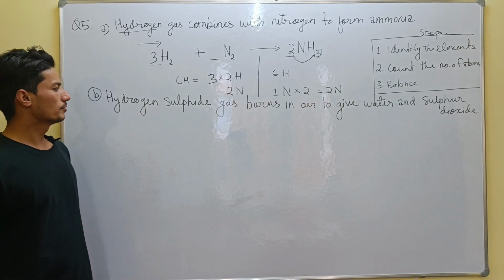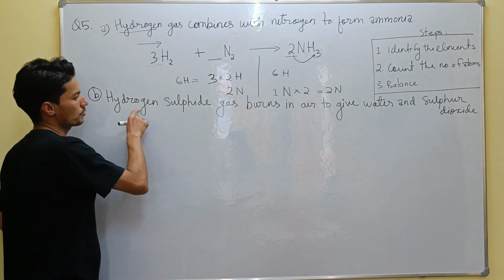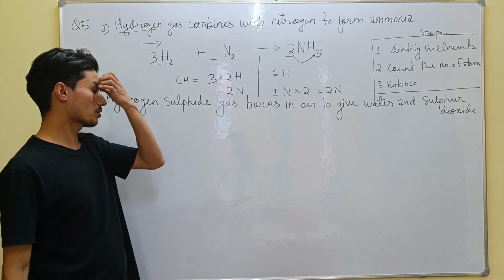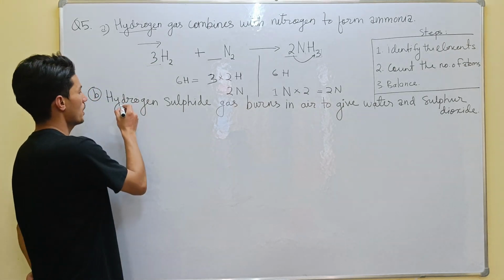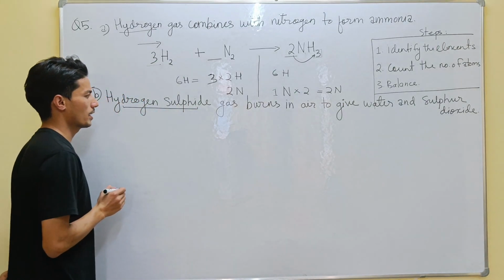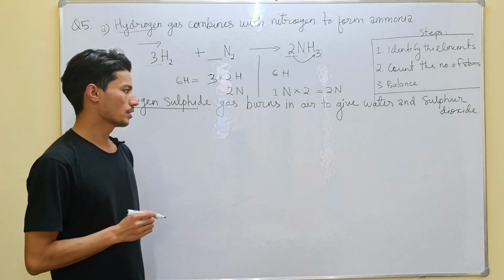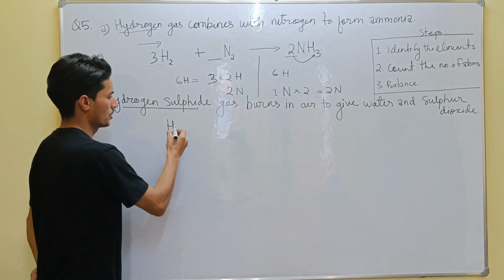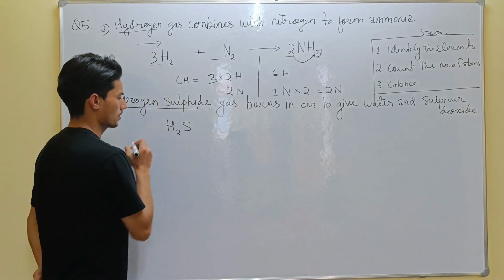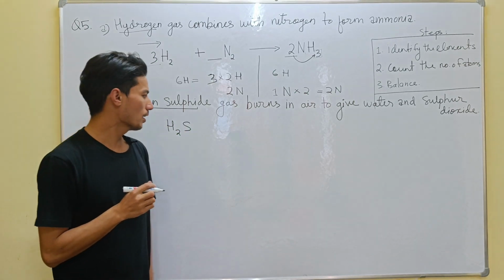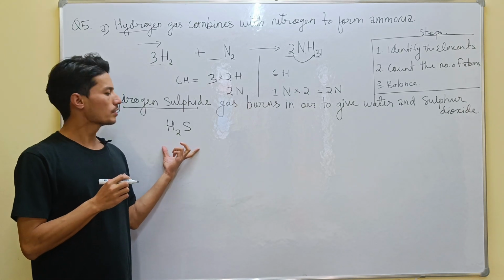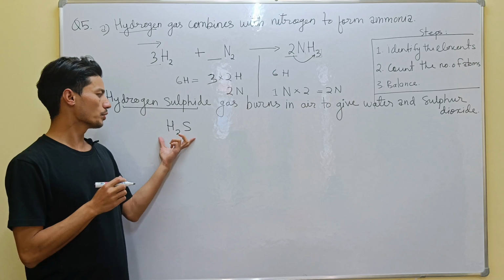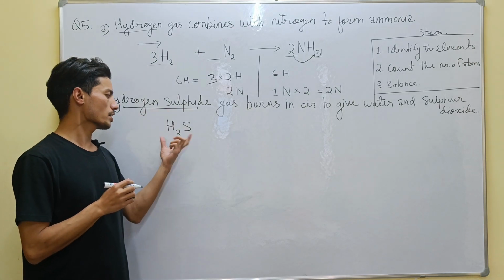Alright, hydrogen sulfide. Now see, the question reads, hydrogen sulfide gas burns in air to give water and sulfur dioxide. So hydrogen sulfide, you have to read them together. Hydrogen sulfide is a compound. Now, the formula of hydrogen sulfide is H2S. Now, there will be a question in your mind: how will we know that the formula of hydrogen sulfide is H2S?